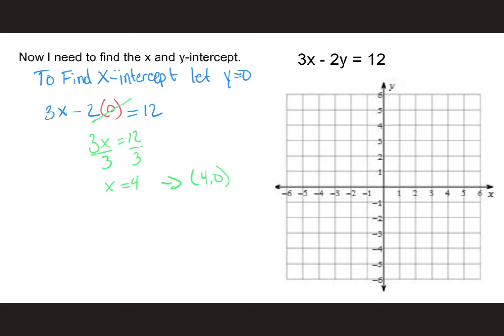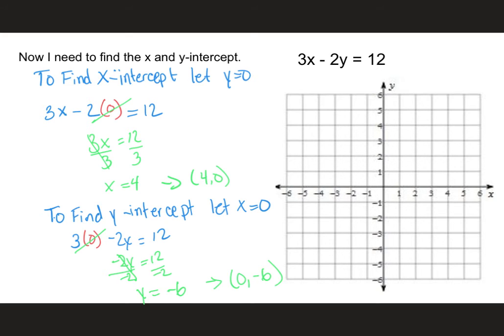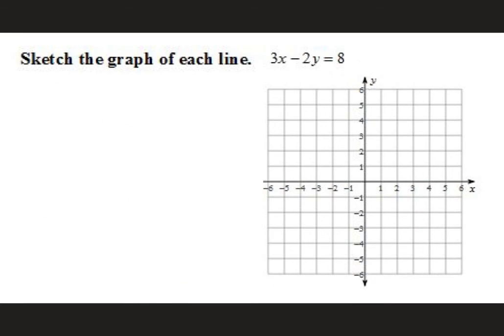Now I'm going to do the same thing to find the y-intercept, but this time I'm going to let x equal 0. So I took my equation 3x minus 2y equals 12, and this time I replaced the letter x with 0, and I solved for y, and that gave me y equals -6, so my y-intercept was (0, -6). Now I can plot the 2 points, the x-intercept and the y-intercept, to graph this line. Once you know what the x and y-intercept is, you can do the same thing we did in our previous example: plot the points and graph your line.